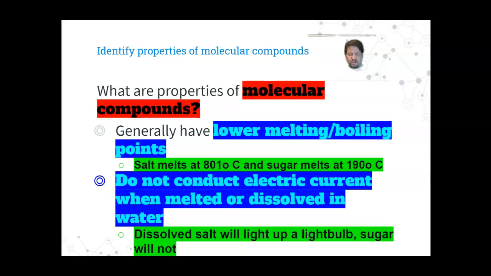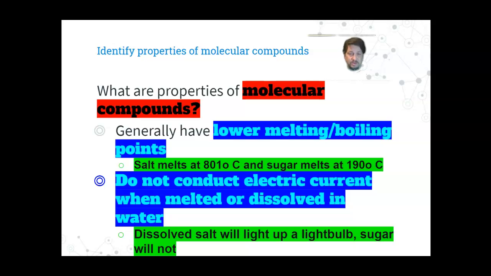Now, ionic bonds had some properties. They form crystals, they have a high melting point, they conduct electricity when they are dissolved in water. Molecular compounds also have some properties. Since they're only sharing, it's easier to break that bond. They have a lower melting point, low boiling point. Salt, which is sodium chloride, an ionic bond, melts at 801 degrees Celsius. Sugar melts at 109 degrees Celsius. Sugar is a molecular compound.